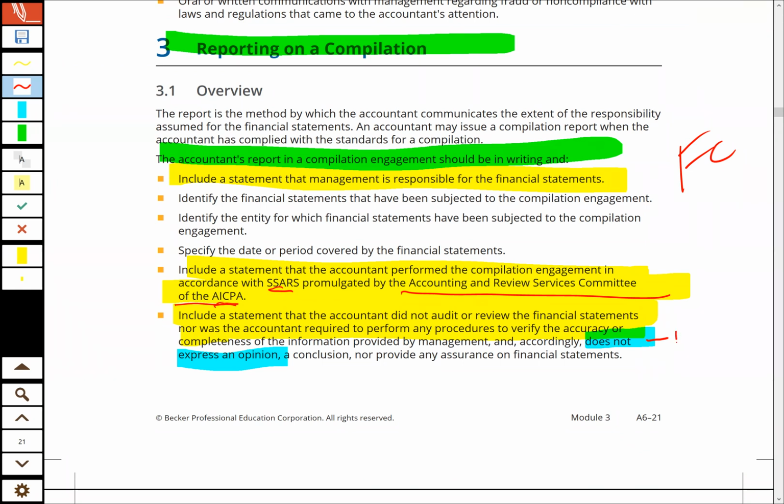I was going to go with the negative assurance, but no, there's no assurance at all. And so if we're not giving an opinion, we're disclaiming an opinion, right?